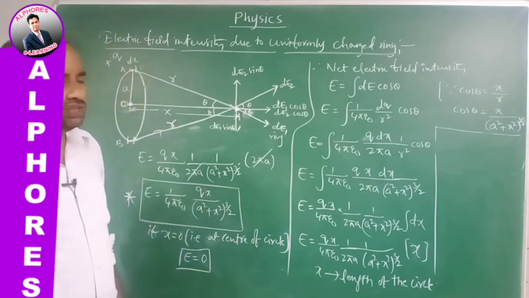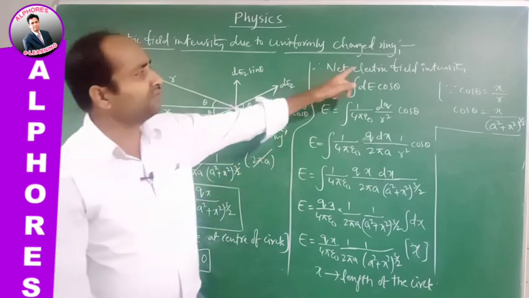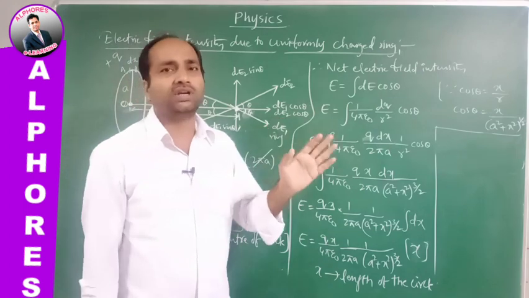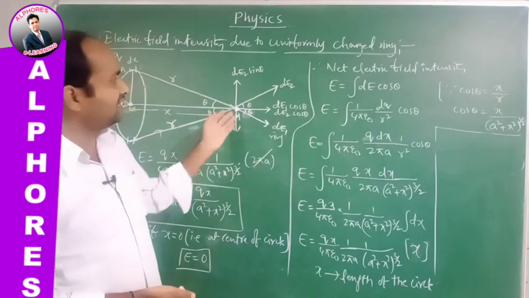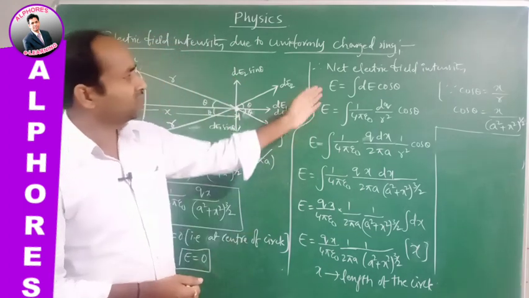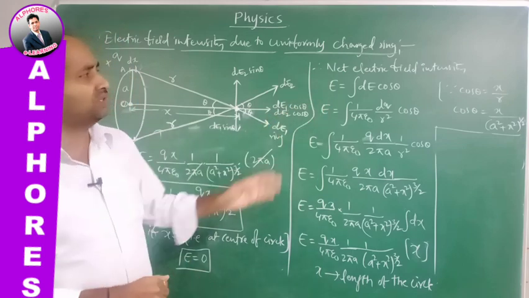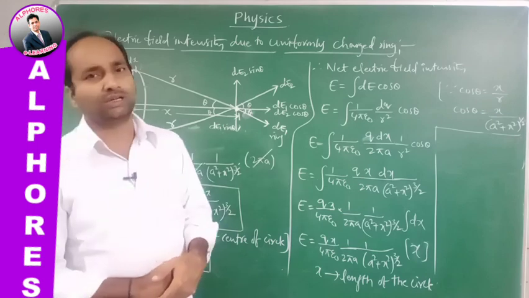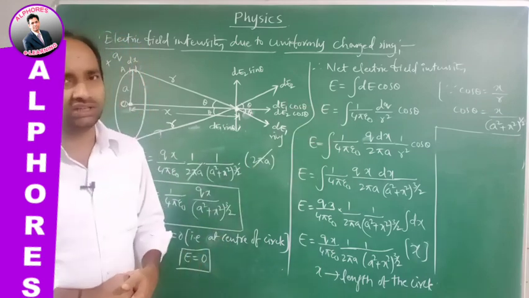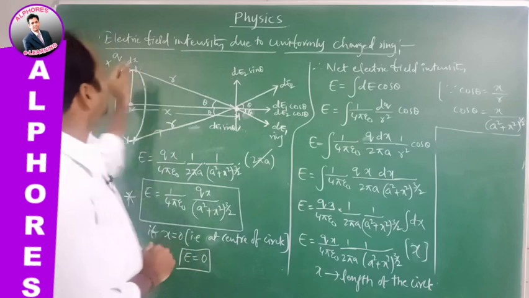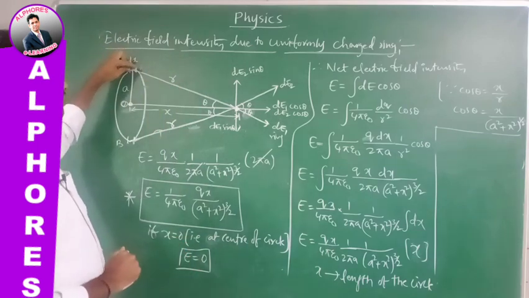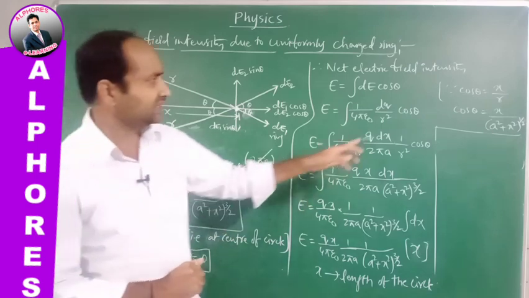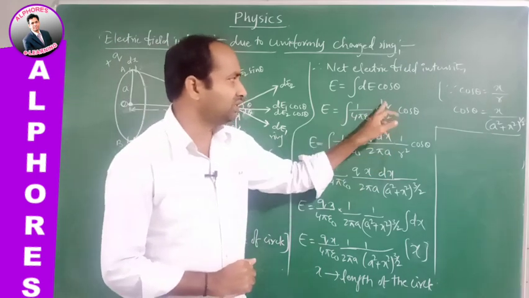The horizontal components of all the elements are along the axis, and the vertical components are equal and opposite, so they cancel each other. So the net electric field intensity is only the sum of the horizontal components, because there are no vertical components. We may write E equals the integration of dE cos theta. What is the dE value? 1 by 4 pi epsilon naught, dq by r square. dq is the charge of the small element. We already proved that the charge of the small element is q by 2 pi a into dx.